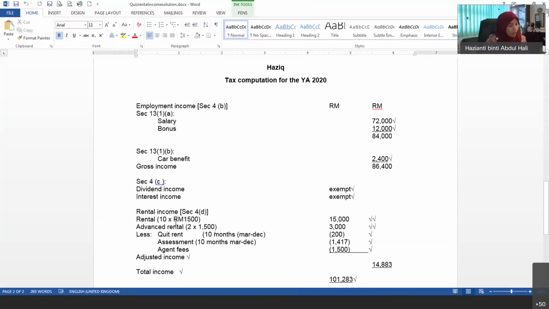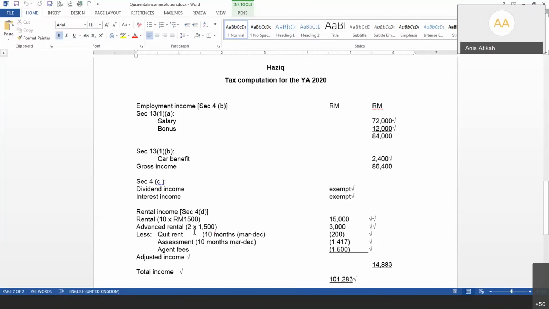Alright, so for rental income, monthly rental dia effective from 1st March. So 1st March baru dia dapat 1,500 eh. Rental for 10 months, 15,000. But remember dia ada dekat sini, monthly rental payable per quarter in advance. So per quarter, satu quarter berapa bulan?